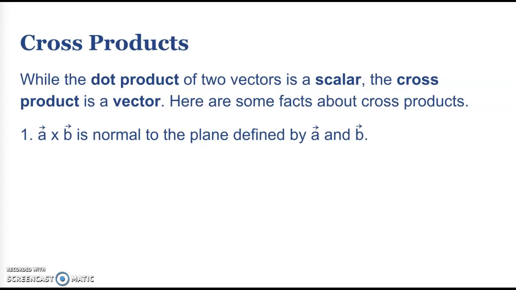Here are some facts about cross products. First, the cross product between two vectors is normal, remember that means perpendicular, to the plane that's defined by vectors A and B.